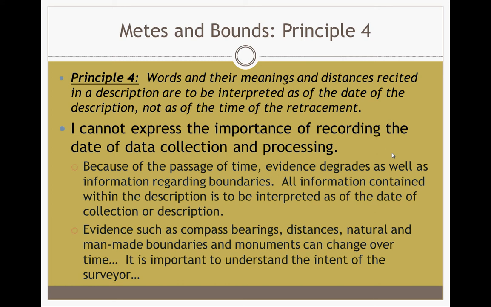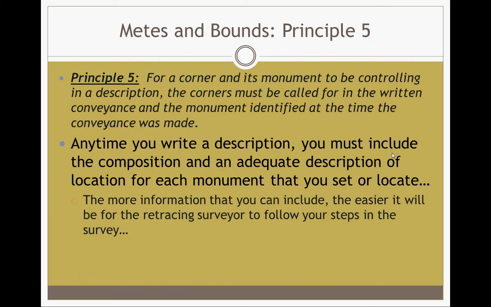Evidence such as compass bearings, distances, natural and man-made boundaries and monuments can change over time. And so it's important to understand the intent of the surveyor. Even though time may pass by, even though measurements may be in funky units, we still want to look at the intent. What was the surveyor intending to do back in the day?